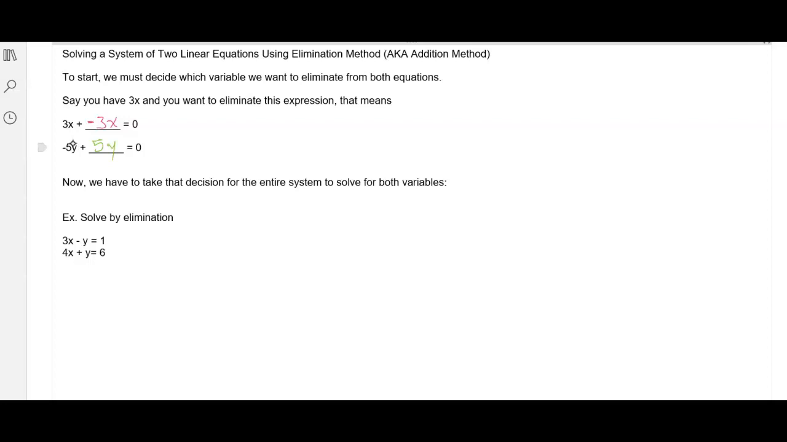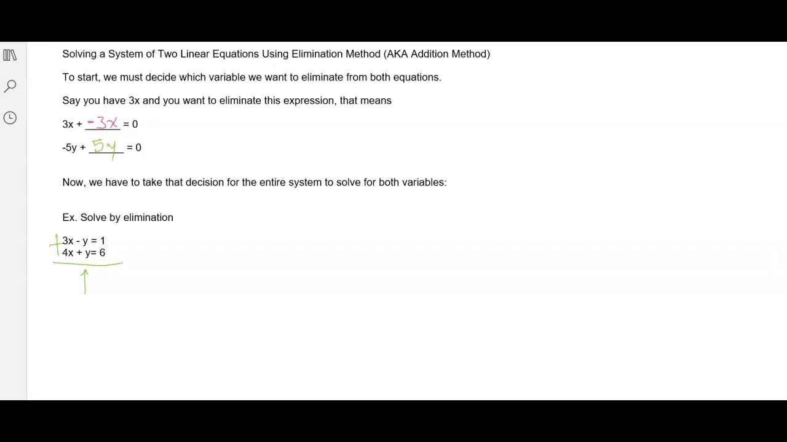Now let's try an example. We have this system of equations, and here we need to decide which variable we need to cancel. We need to see if you add these two equations in a vertical manner, would any of these variables cancel? If you add 3x plus 4x, that's 7x. However, if you add the y's, you have a negative y plus y, that will eliminate. So this would be the best option, eliminate the y.